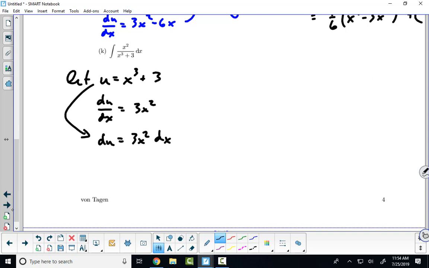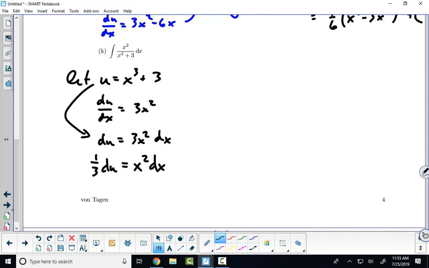Do you see that? But I'm off by a factor of how much, Brandy? Okay, I'm off by a factor of 3. So what am I going to do? I'm going to take that 3 over to the other side. So that tells me that 1/3 du is equal to x squared dx.